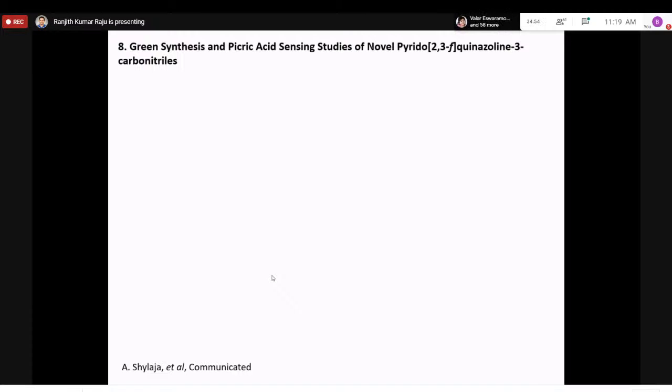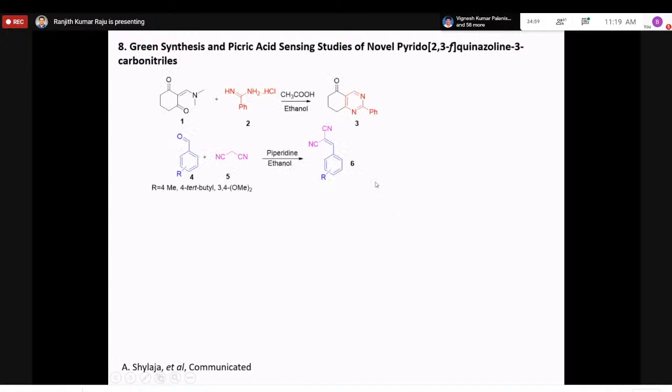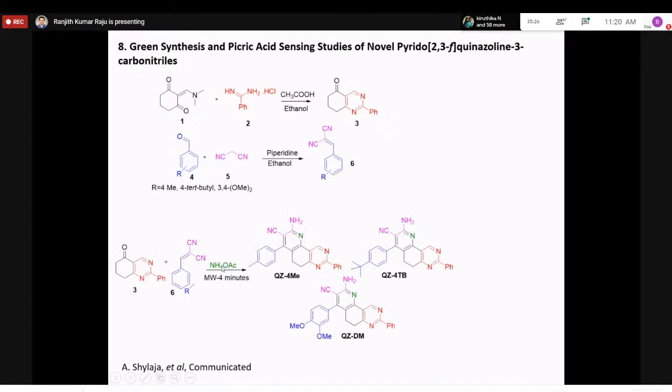And then the next reaction that we explored was the pyrido. In the previous case, it was a 5-membered fused cyclohexanone system, and in this case, it's a 6-membered pyrido fused cyclohexanone system. Initially we synthesized this intermediate. We were not successful in making the domino reaction because of several reasons. So we made the intermediate separately, and then reacted 3 and 6 in the presence of ammonium acetate. So it's a 3-component system in this case.